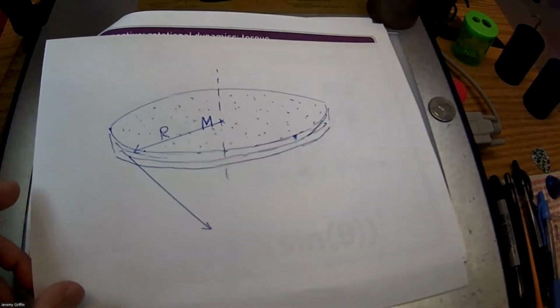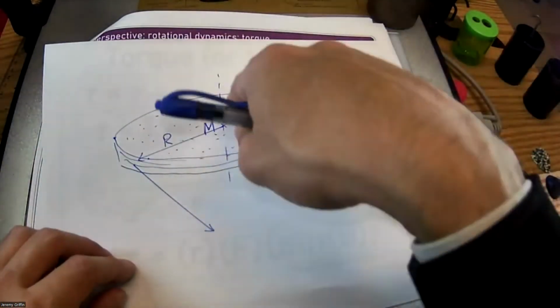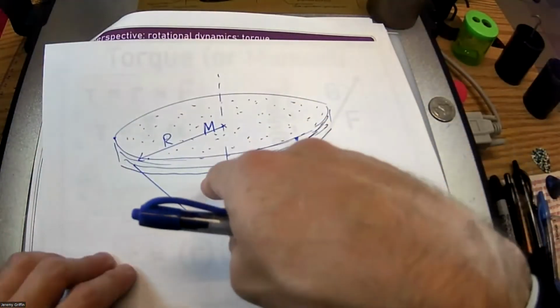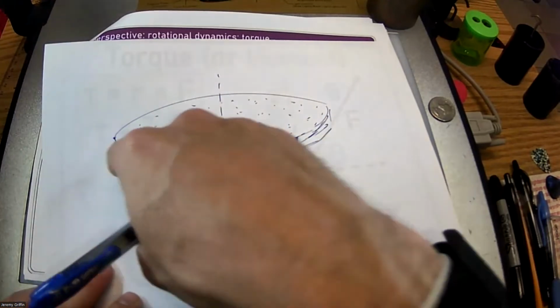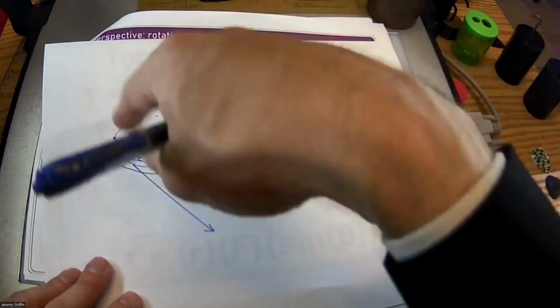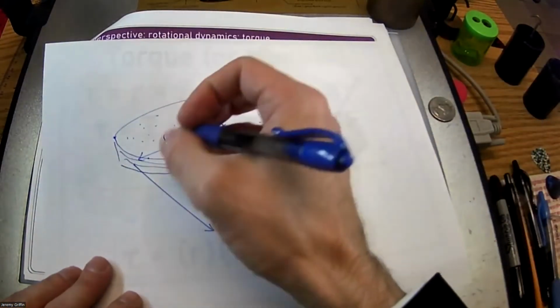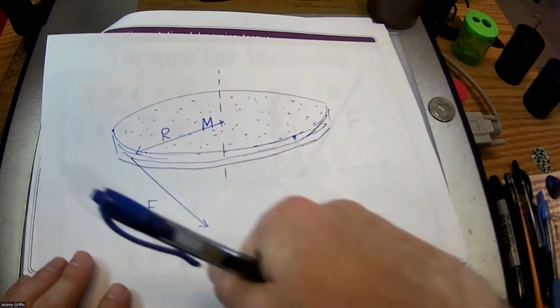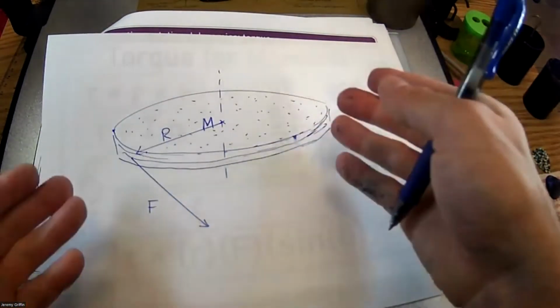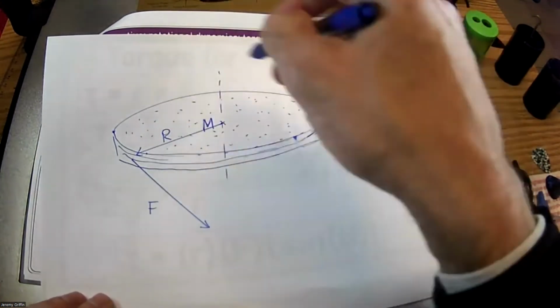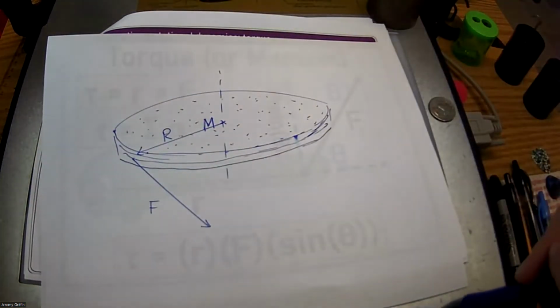I've got an example started right here. I've got a turntable rotating about a central axis. I'm going to wind a string around it. You guys see the string? I'm going to pull on the string with some force, and it's going to cause it to speed up spinning. If it starts from rest, it starts speeding up spinning.